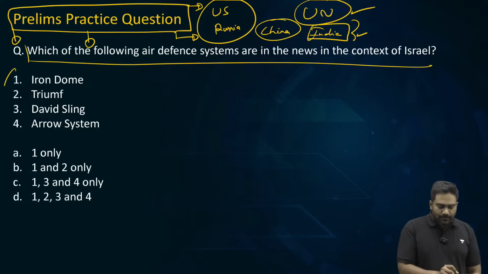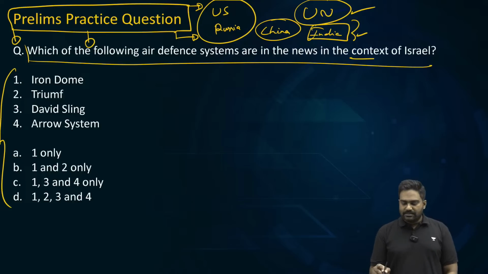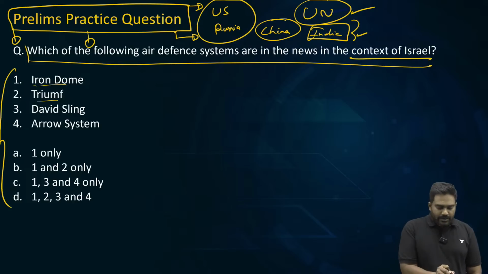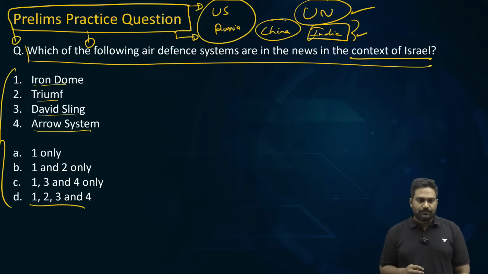Now take up this question. Which of the following air defense systems are in the news in the context of Israel? Iron Dome, Triumph, David's Sling, Arrow system. Let's see how many of you can answer this question. In the meantime, I'll take up a couple of questions from the chat box.